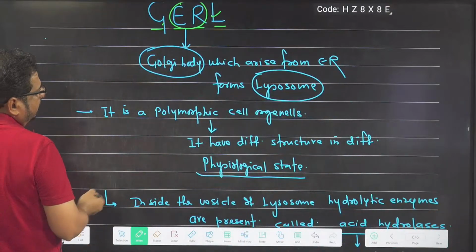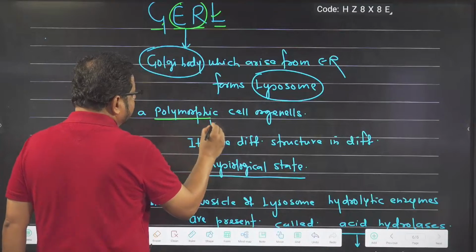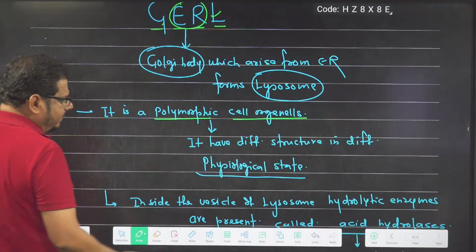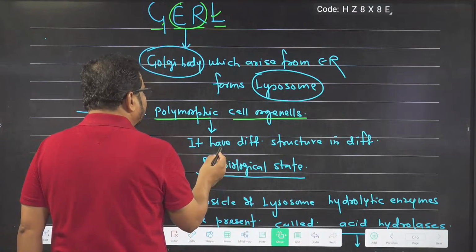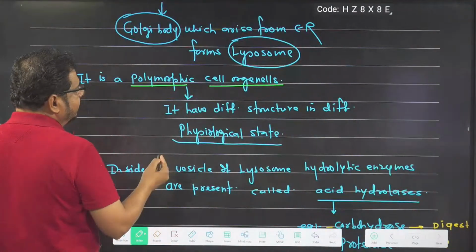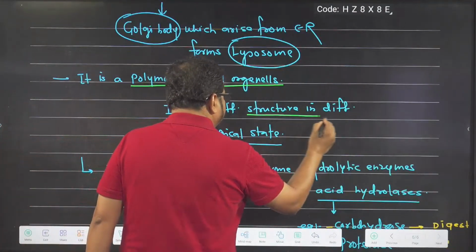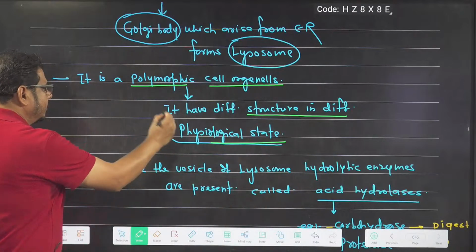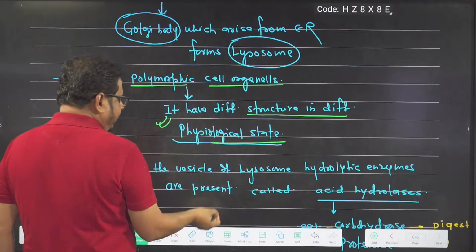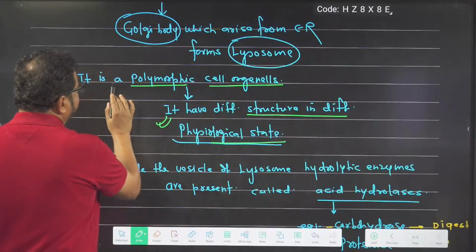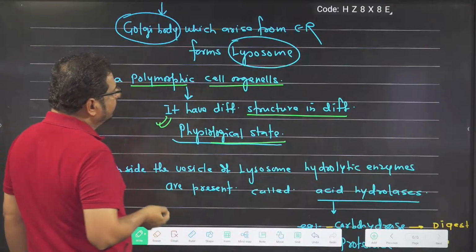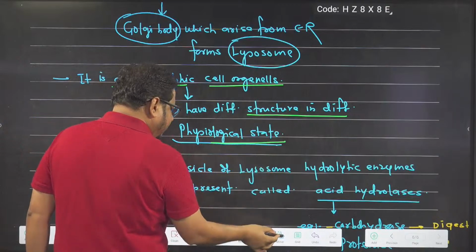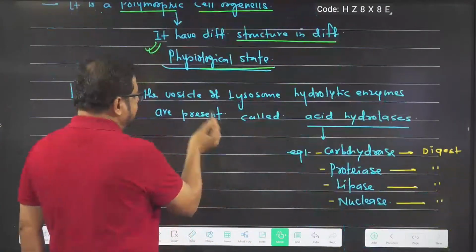Later on I wrote about lysosome, it is a polymorphic cell organelle. Getting the things or not? What is the meaning of it? This lysosome has different structure in different physiological states. I will explain this just now, but let me finish it. So what I told, it is a polymorphic cell organelle. It has different structure in different physiological conditions.